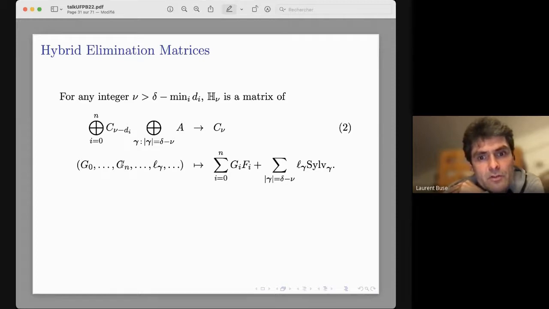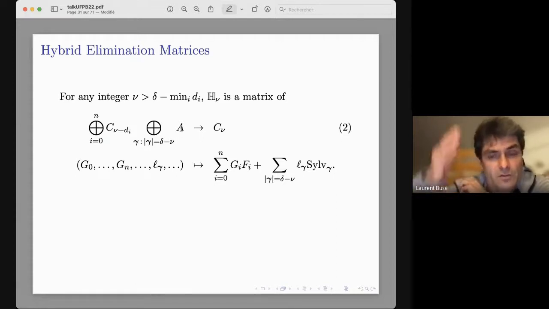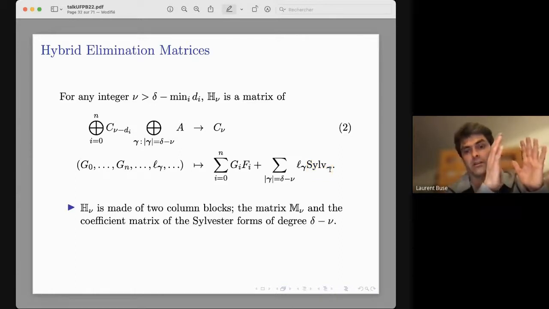I take G0 up to Gn that I send to the sum of GiFi. So this is the first Macaulay block. Then the second block is due to the Sylvester forms. So I will put all the Sylvester forms of degree delta minus nu by columns. So I have a column for each Sylvester form of degree delta minus nu. For each gamma, I have an A here, so just one column, and this column corresponds to the Sylvester forms of degree gamma.